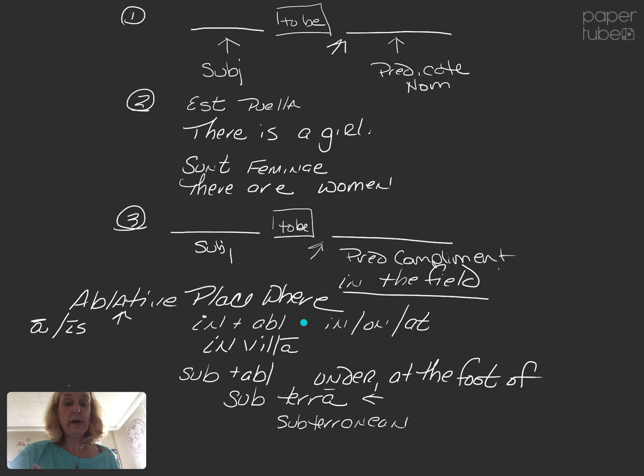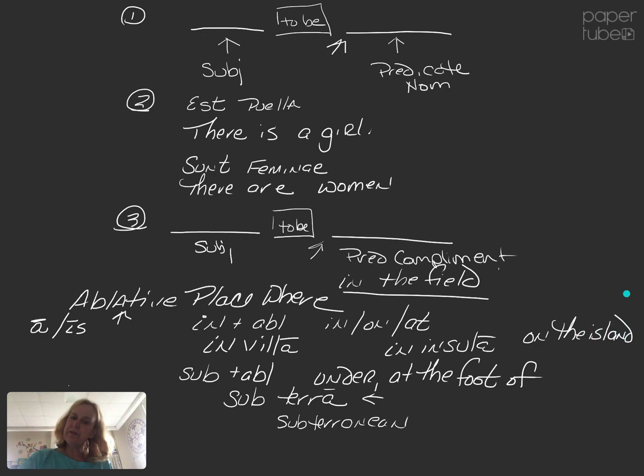In the farmhouse, where are they? In the farmhouse. Not everything does in work for. In insula. Now, if I said I was in the island, that would be like subterra, to be in the island. So in insula actually would be more like on the island. So it depends on the noun, whether we use in, on, or at in English. In villa, in insula, in the farmhouse, on the island, subterra, underground.